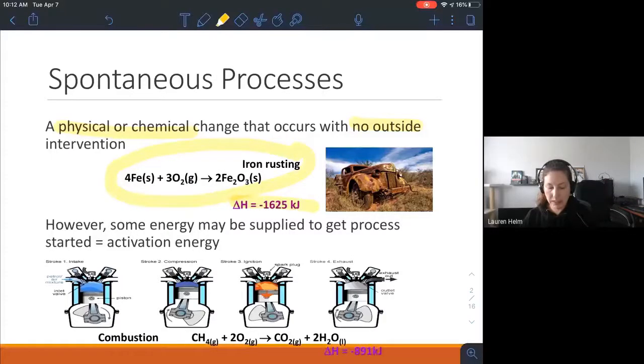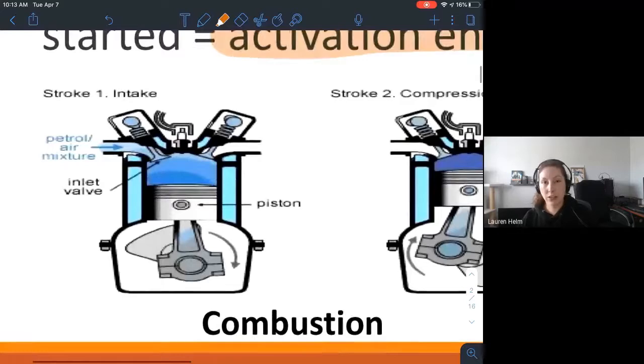All right, so just because something is spontaneous doesn't mean that nothing is needed. We still sometimes need a little bit of energy to get the reaction started, and that's called the activation energy. If we think about the combustion reaction that happens in your engine, well, not exactly your engine, but we'll look at a four-stroke engine.